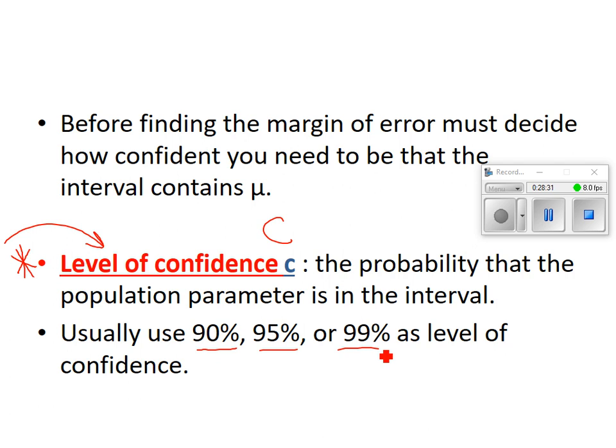The key part on this slide is that level of confidence. Level of confidence is represented by C. That's the probability that the population parameter, the mu that we're dealing with right now, is in the interval that we make. So we're going to be 90% confident that it's in that interval. We're going to be 95% confident that it's in that interval, and so on.